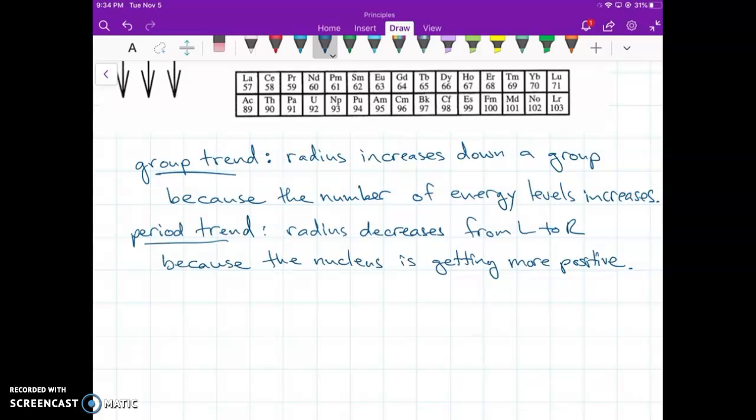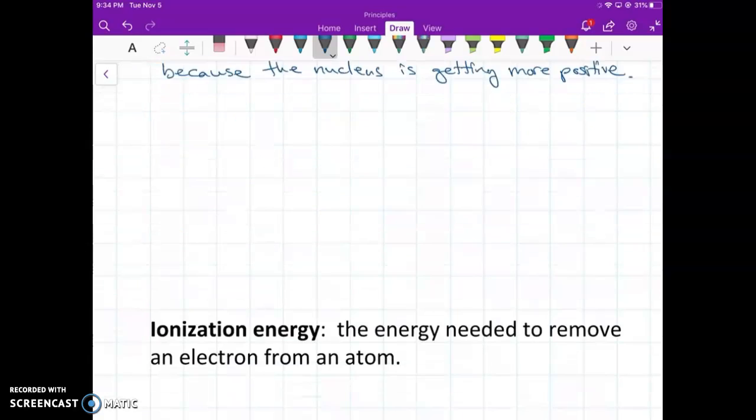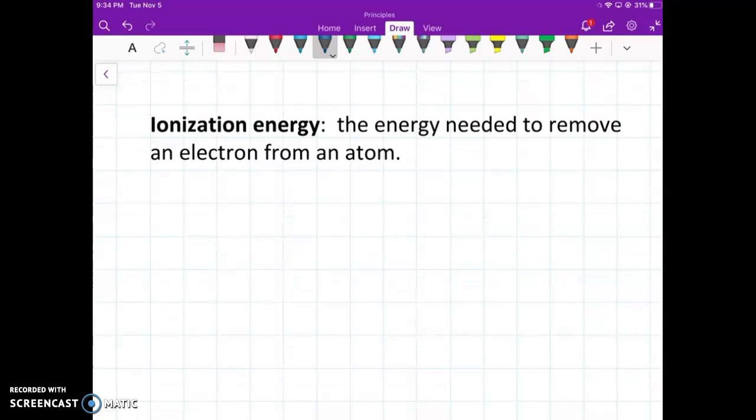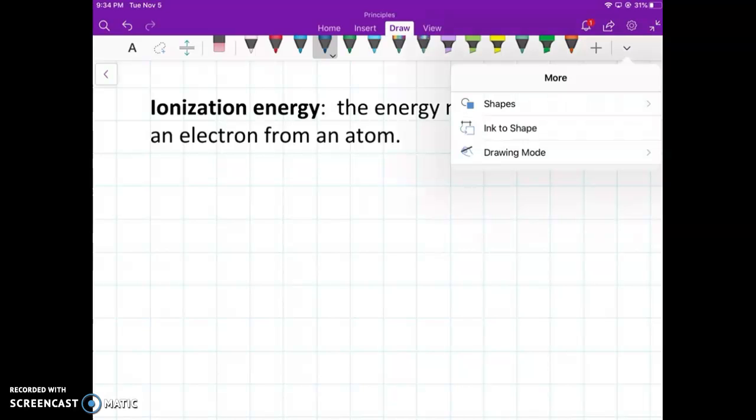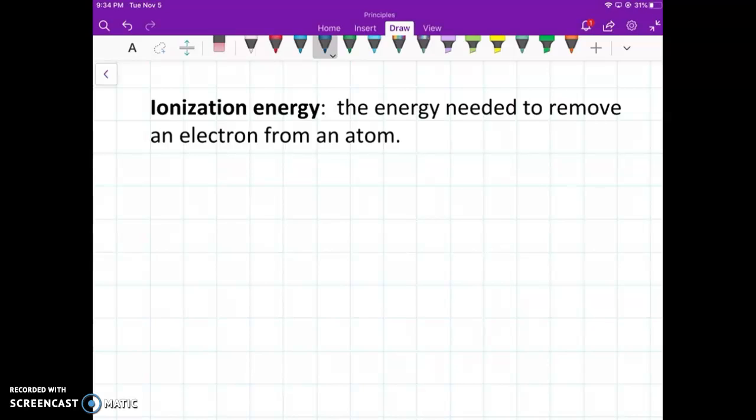Now the next trend, ionization energy, has a lot to do with what we just talked about. It is the energy needed to remove an electron. So let me draw another atom here. So again, here's our little nucleus. This thing is going to have a certain number of energy levels.